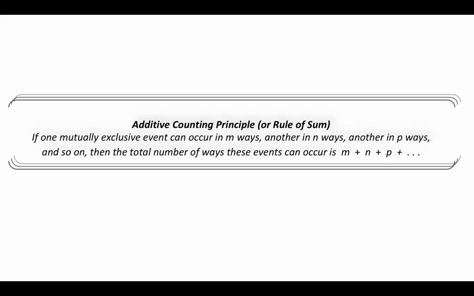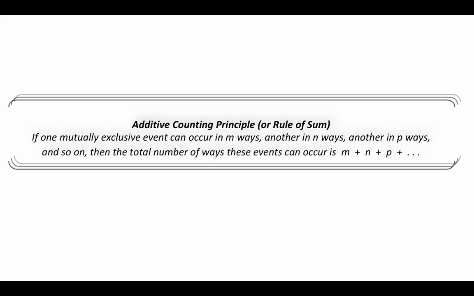And it essentially states that if one mutually exclusive event can occur in m ways, another mutually exclusive event, so there's no way the 2 things can happen together, in n ways, another in p ways, and so on, then the total number of ways that these can occur is m plus n plus p. And what you'll see is the word or is the cue word. That you can wear this or that means that I would like these or those, so any of them is good, so then you can sum them together.